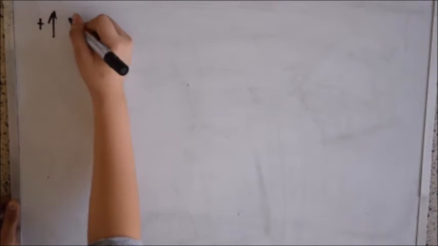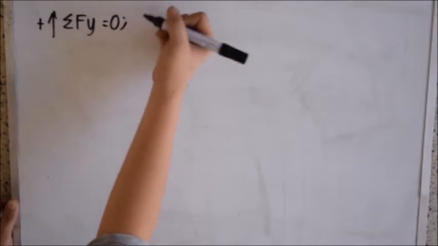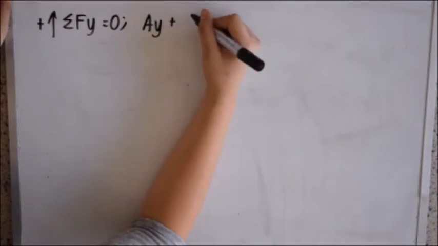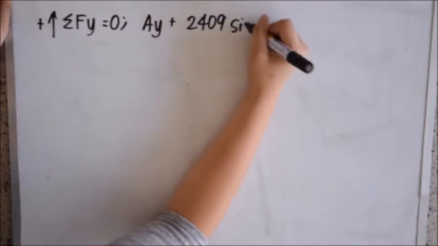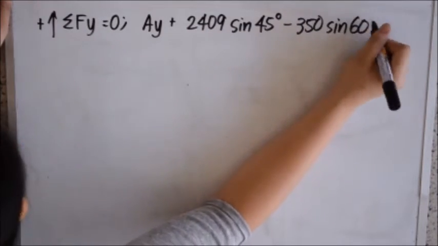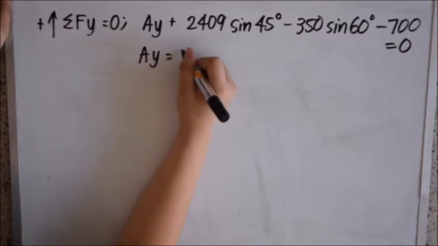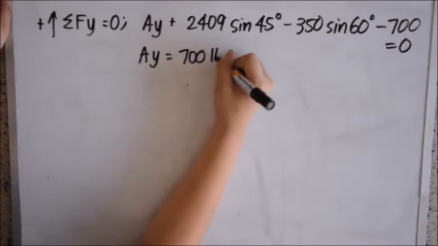Mag-summation Fy lang tayo para makuha yung vertical reaction sa A. So, summation F of y is equals to 0. Ay plus 2,409 sine 45 minus 350 sine 60 minus 700 is equals to 0. So, ang Ay natin is equals to 700 pounds.